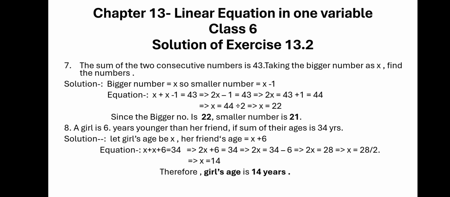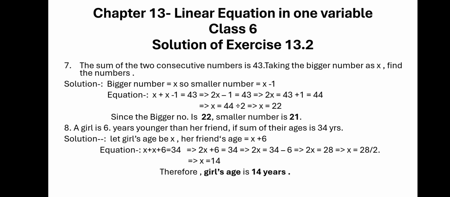If the sum of their ages is 34 years, find the girl's age. Now let the girl's age be x. Her friend is older to her, 6 years older, so we have to add 6 to her age. So the friend's age will be x plus 6.